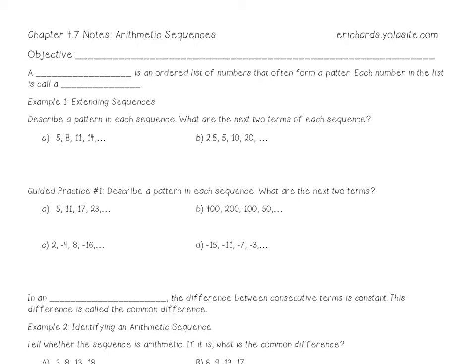Chapter 4.7, Arithmetic Sequences. Your objective for this chapter is to identify and extend patterns and sequences, and also to represent arithmetic sequences using function notation.